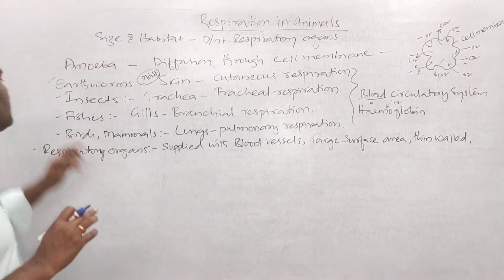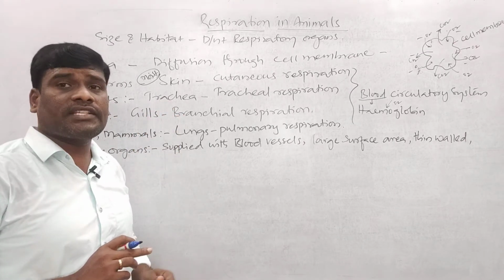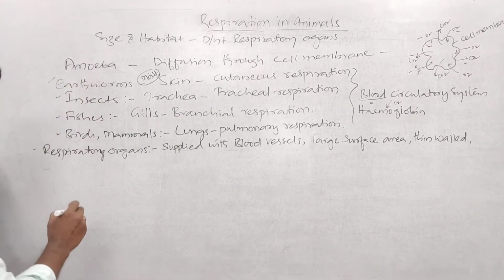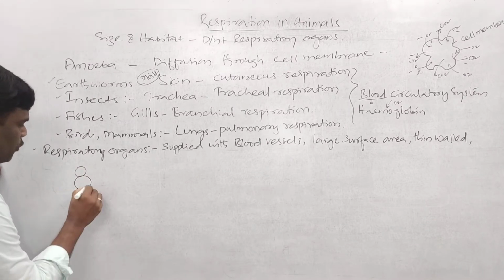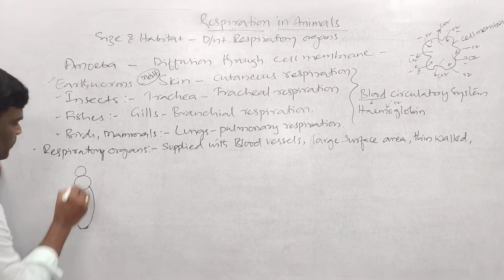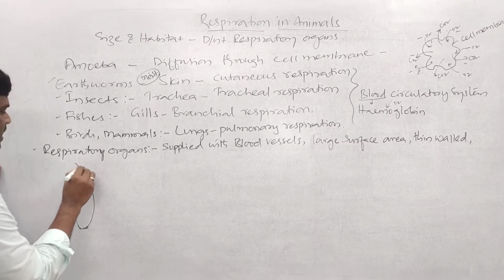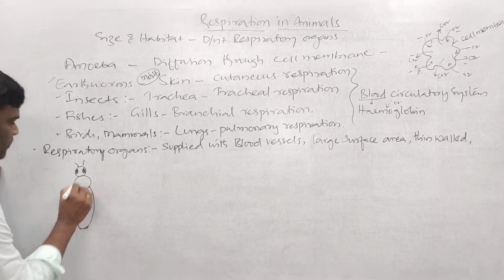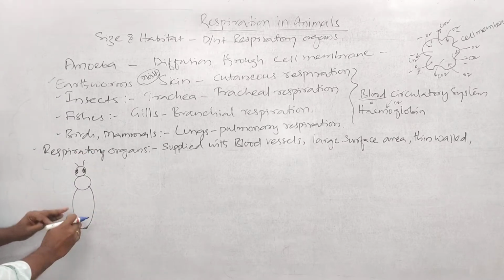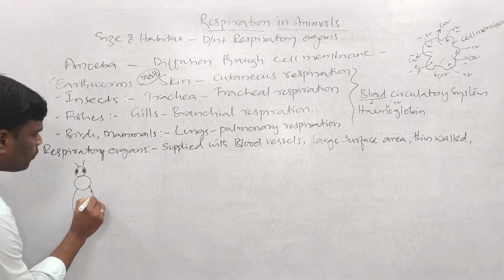Next, in insects, children, they have specialized structures called trachea. So let me draw here. See, this is a head, this is a thorax, and this is an abdomen. Got it? So this is an insect. Say that it is a cockroach, children. This is a compound eye, and an antenna is present. Here in the abdomen, insects have specialized structures, small holes, children.